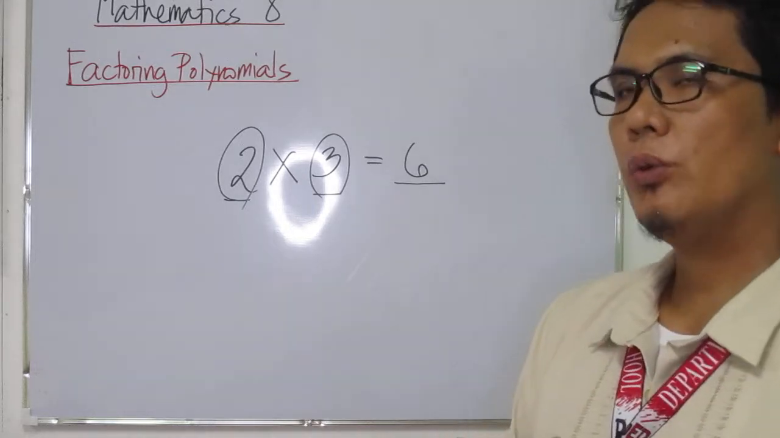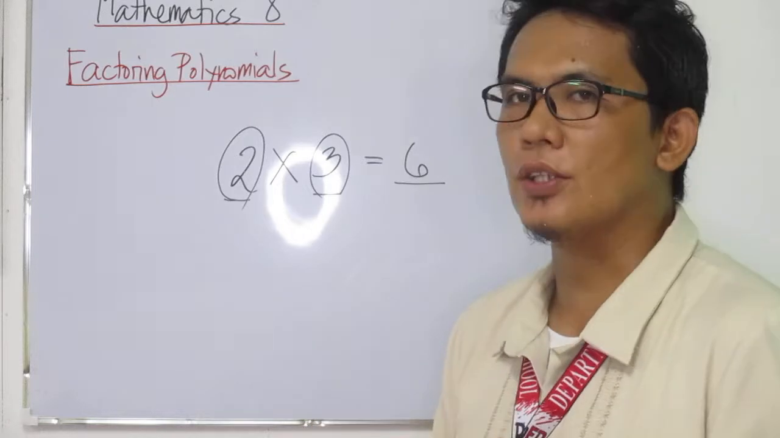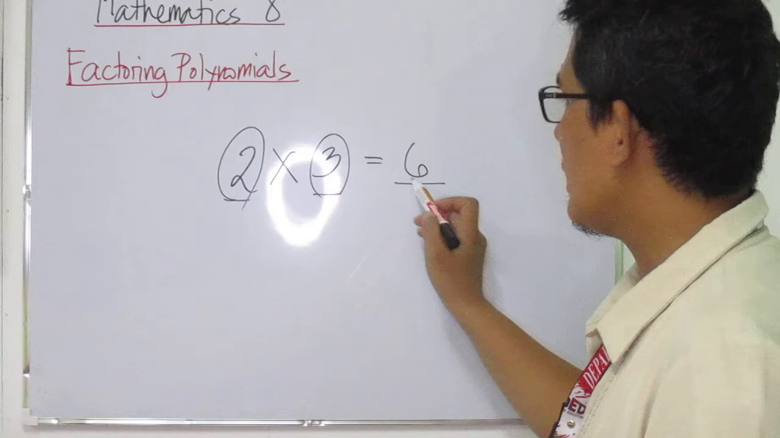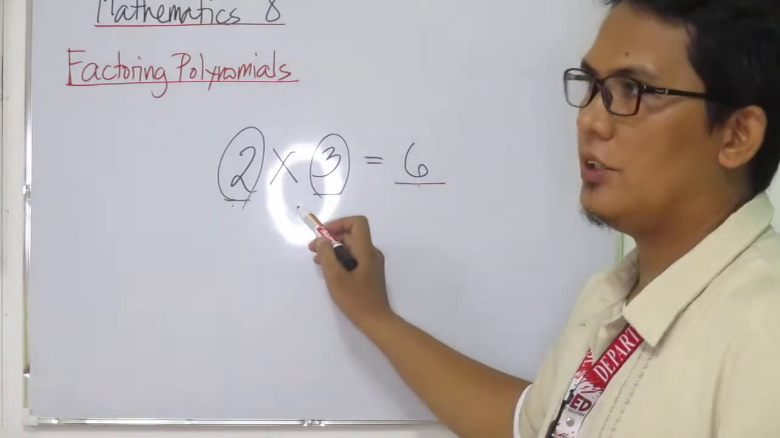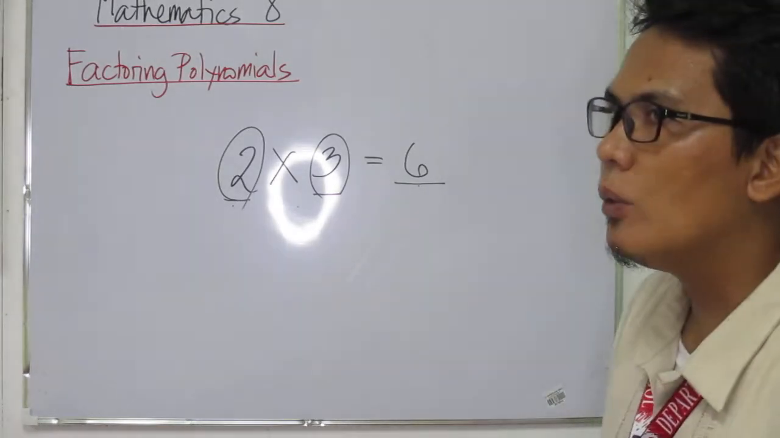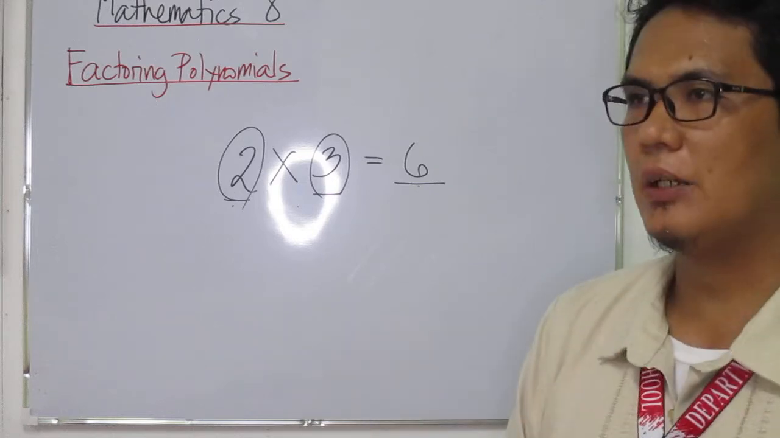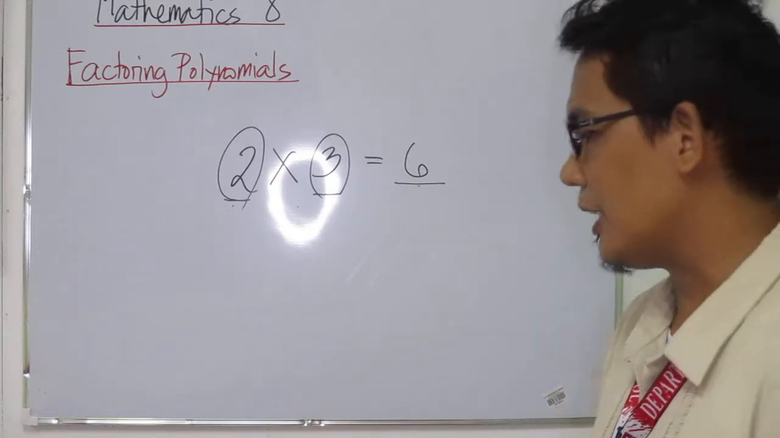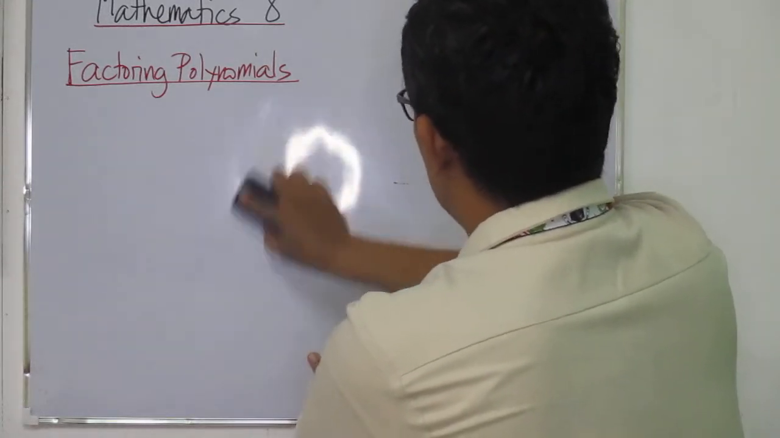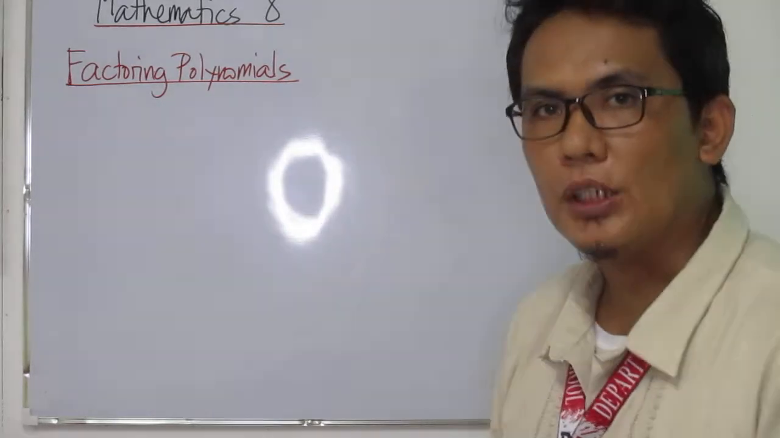So therefore, we will talk about factoring. It is just the reverse operation or the reverse method of finding the product of numbers. Again, the factors of 6 are 2 and 3. When you were in grade school, you were asked to multiply, what is the product of 2 and 3, and that is 6. Then again, when you were in elementary, what are the factors of 6, and that is 2 times 3. Since you are now in grade 8, we will be dealing with algebra, and that is factoring polynomials.